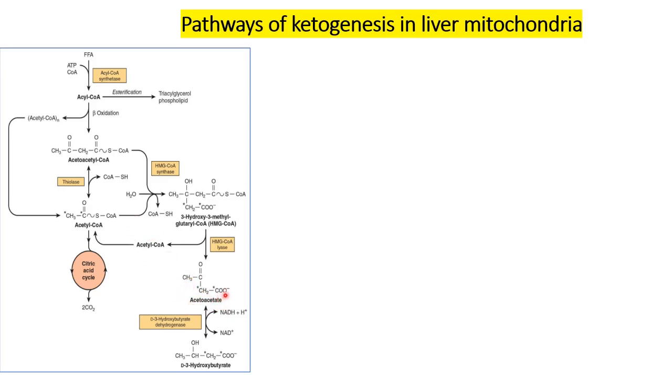This acetoacetate, as we have already seen, may undergo spontaneous decarboxylation to produce acetone, which will be exhaled out from the lungs, or it may undergo a dehydrogenase reaction by the enzyme 3-hydroxybutyrate dehydrogenase to produce D-3-hydroxybutyrate. This is another ketone body. So this way the ketone bodies are synthesized, and this acetyl-CoA so produced may again go for synthesis of another molecule of ketone bodies.